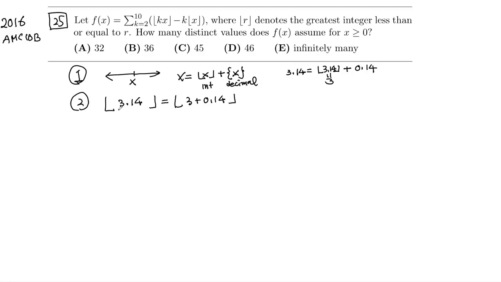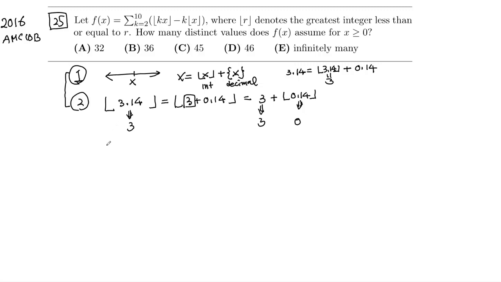When you have a greatest integer function, and the number is already an integer, it can move out. This is just 3 plus the greatest integer of 0.14. Actually, the greatest integer function of 3.14 is 3, and of 0.14 is 0. That is true, so we need to memorize these two.